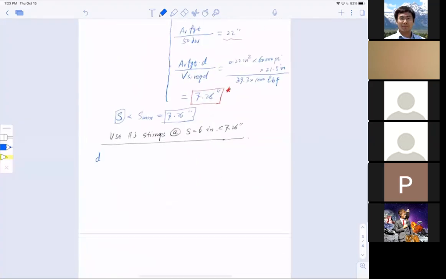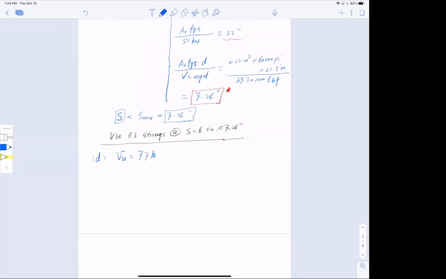Now, next one, let's move on. Let's increase VU to an even higher number, to 77 kips. Whoa, 77 kips. That's pretty big.